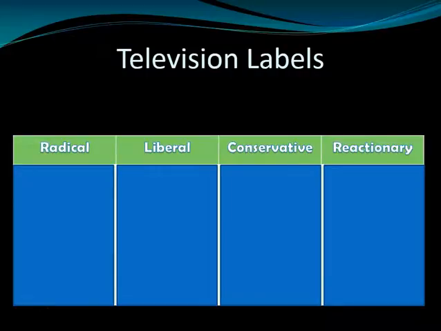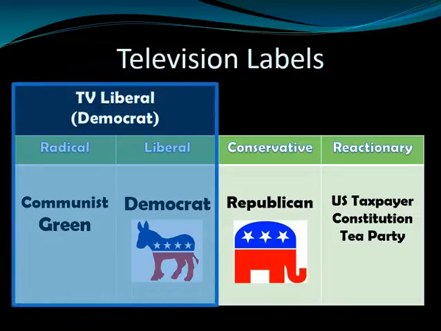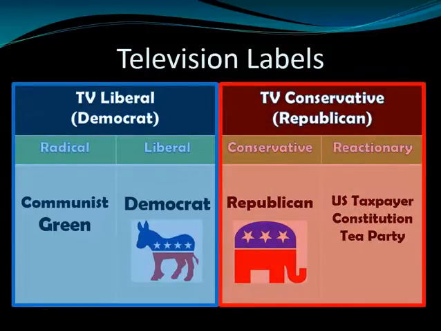Now, I mentioned that when we look at change and when we look at these labels, we're looking at truly what they actually are in reality and not the way that TV portrays stuff. So if we want to look at the TV labels, they would group the radicals and the liberals together and the conservatives and the reactionaries together. So by grouping radicals and liberals together, we get a TV liberal or a Democrat. And by grouping the conservatives and the reactionaries together, we get a TV conservative or a Republican.